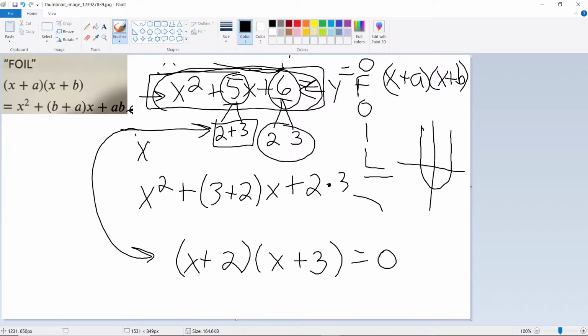And then the next step you would take, after factoring it, the reason you did that is so you could solve for x. X plus 2 equals 0. Subtract 2 from both sides, x equals minus 2. So notice what happened. The sign just switched. And then x plus 3 equals 0. X equals minus 3.